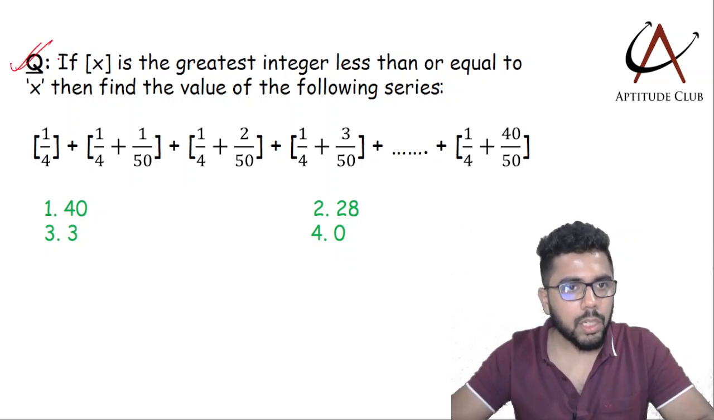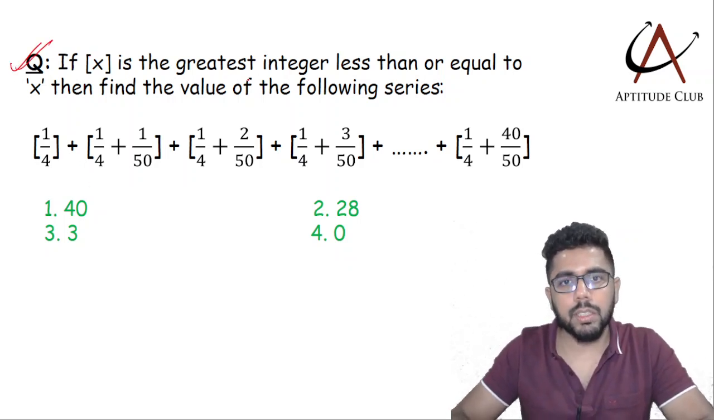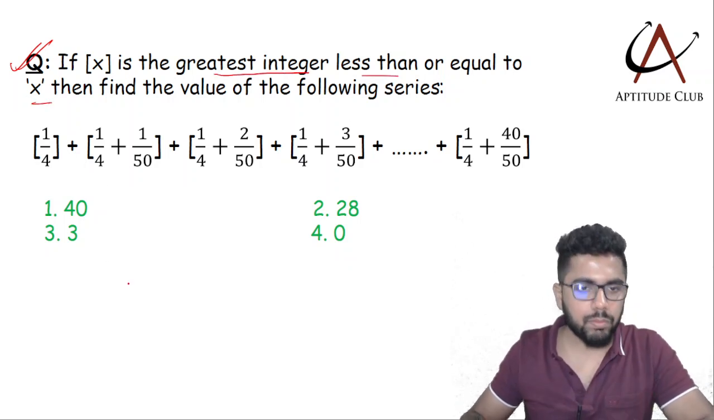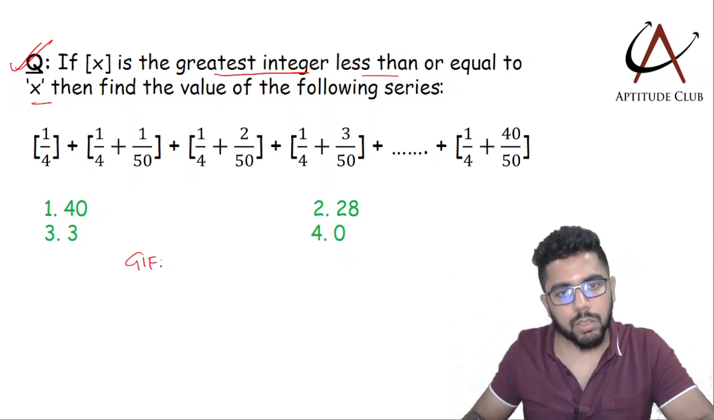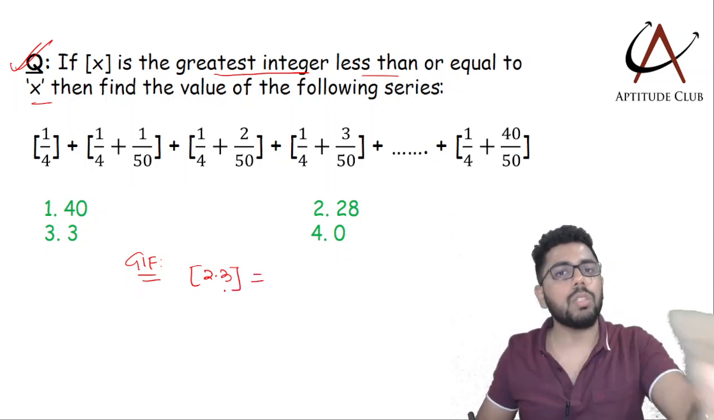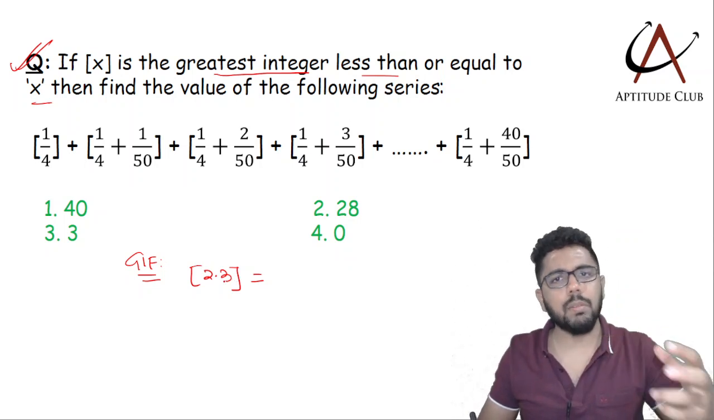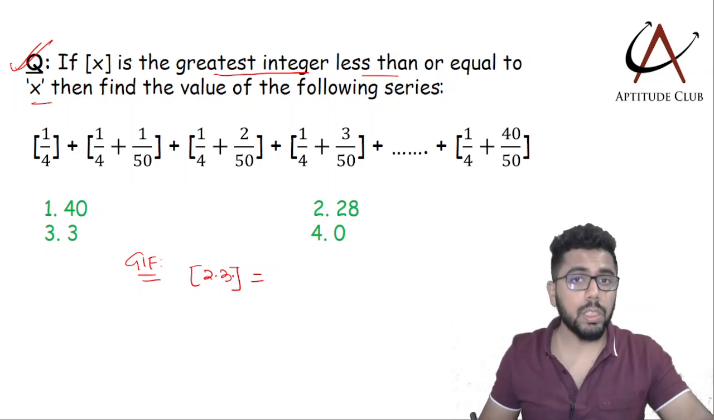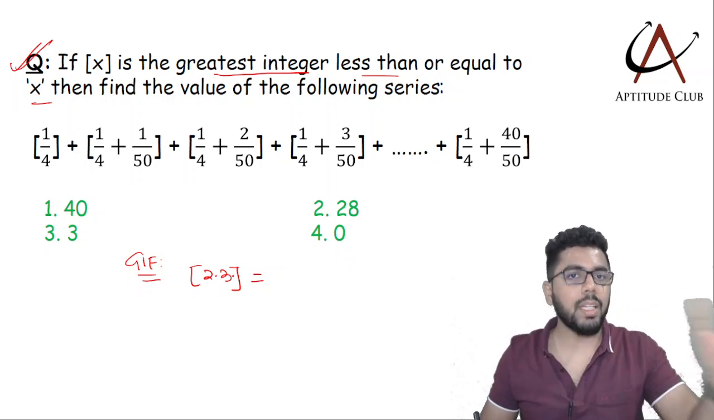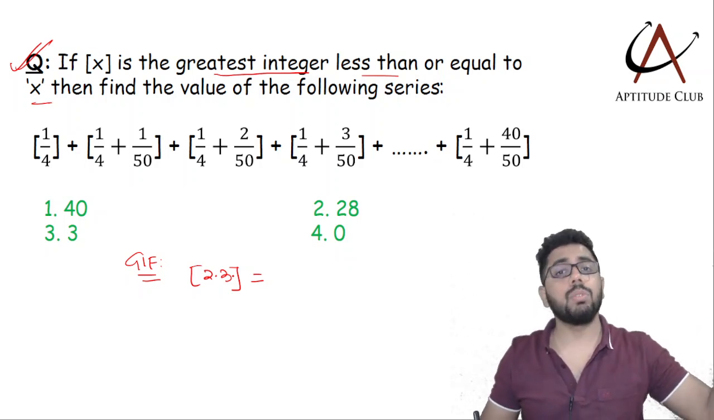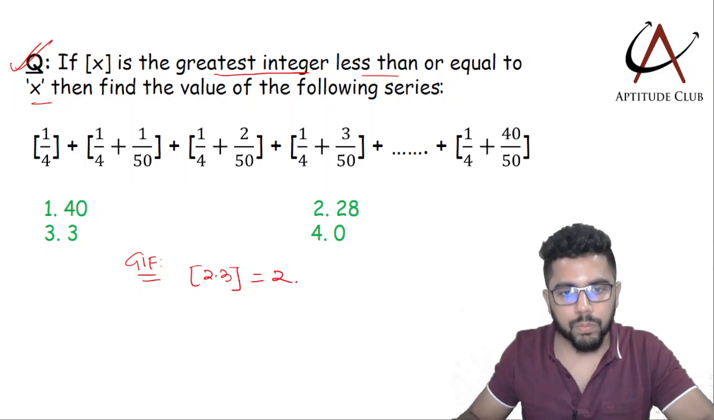So what is given? The square bracket x is the greatest integer function, and it means the greatest integer less than or equal to x. Just to give you a context of what the greatest integer function is, suppose I write greatest integer 2.3. It means what is the greatest integer that is less than or equal to 2.3. Now obviously we can't have an integer equal to 2.3. So what's the integer that is less than 2.3 yet the greatest? There are infinite integers less than 2.3: 2, 1, 0, minus 1, minus 2, and so on. Out of those infinite integers, the greatest is 2.